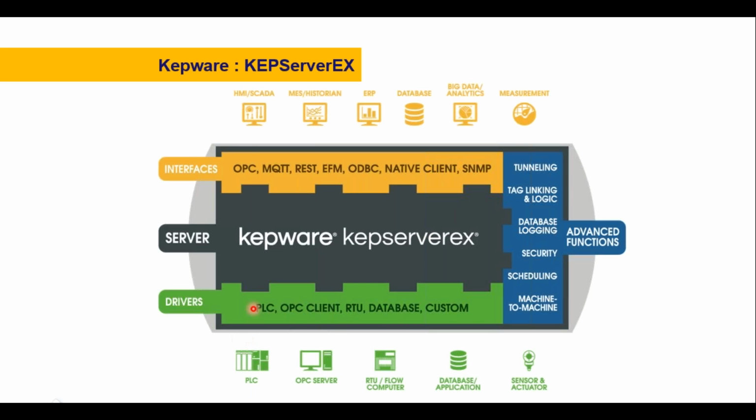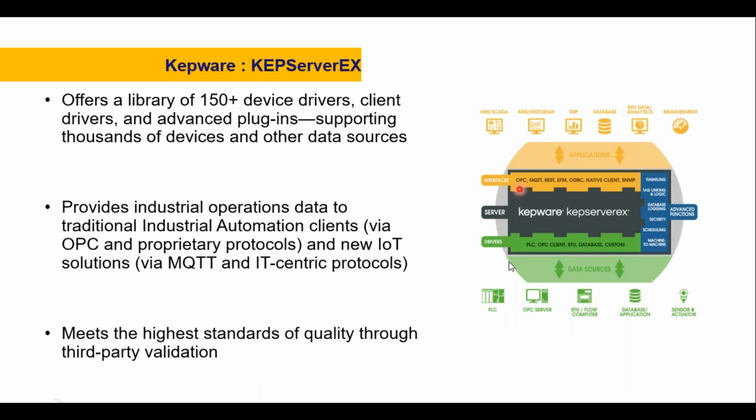You will see this diagram multiple times during this presentation. Just the overview: on the bottom side you have data sources, like PLCs, OPC servers, and other things, which are connected to your KEPServerEx. On the top side you have different interfaces: HMI, SCADA, MES, historian, ERP, database, and other things. On the right hand side you will see some of the advanced functions you can do over this data. Whenever there is a data transfer from these drivers to interfaces, you can achieve some advanced functionality over this data. That will be covered. So this is the overview of how the KEPServerEx product works.